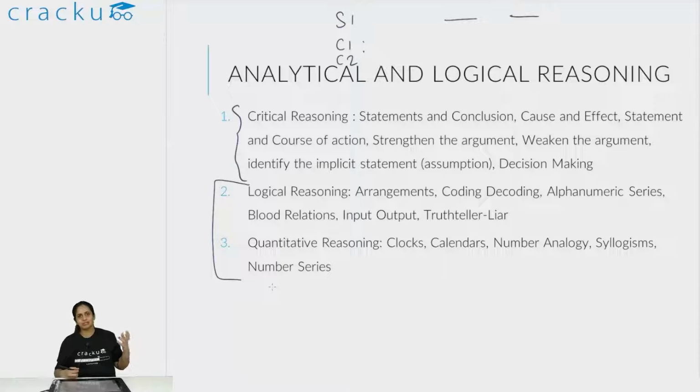Similarly, number series and syllogisms. Syllogisms is fairly easy, it would not take time, but number series can take time at times. At times you can get the answer very quickly. So this will take some time, but your accuracy will be high. This will take lesser time and your accuracy will be high. This will take lesser time, but your accuracy will be slightly low in that part.